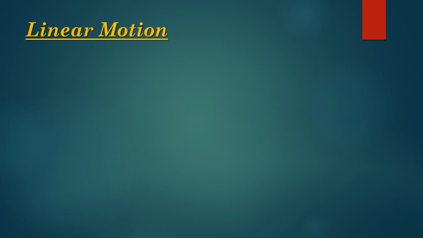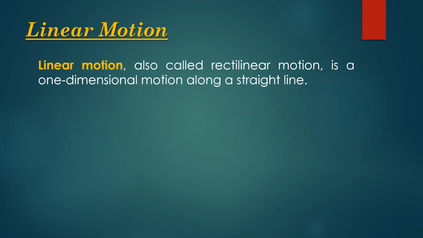So before we begin discussing the concept of speed and velocity, let us first define linear motion. Linear motion, also called rectilinear motion, is a one-dimensional motion along a straight line. So we're just simply talking about moving objects along a straight line.